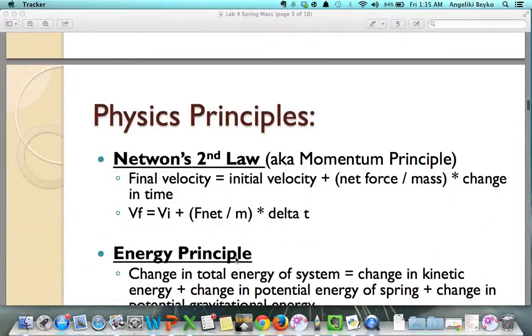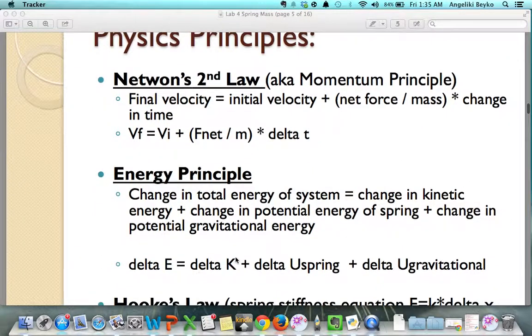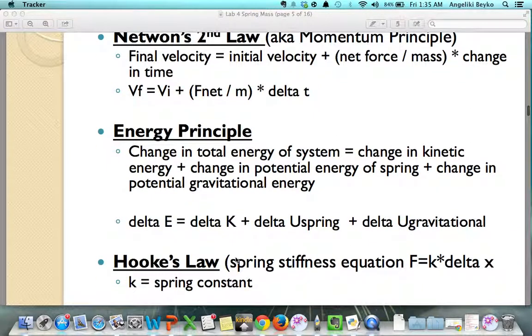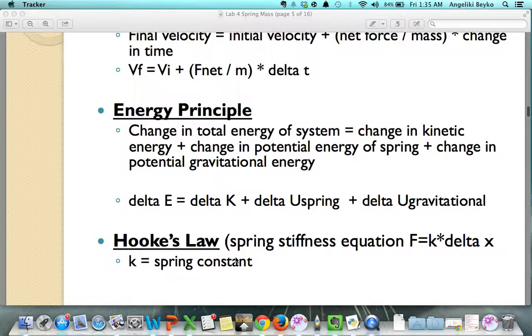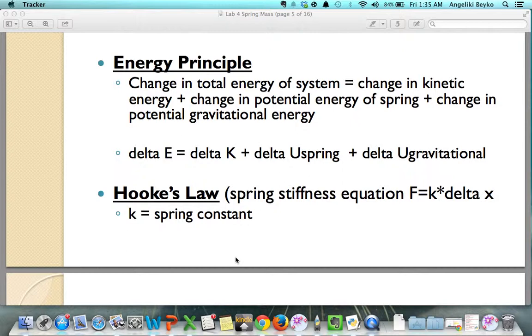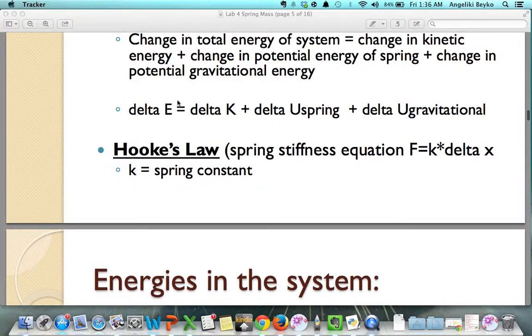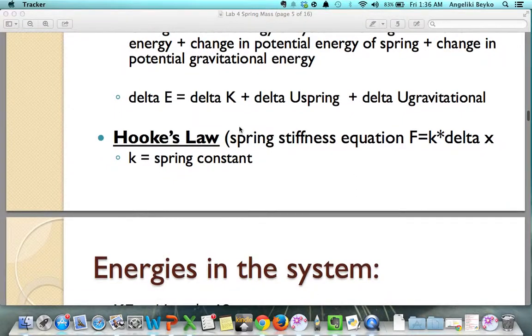So these are the physics principles. Newton's second law, the momentum principle, is being used: final velocity equals initial velocity plus the net force divided by mass times change in time. Energy principle: the change in total energy of the system equals change in kinetic energy plus change in potential energy of the spring plus change in potential gravitational energy. And Hooke's law is a spring stiffness equation, where k is the spring constant.